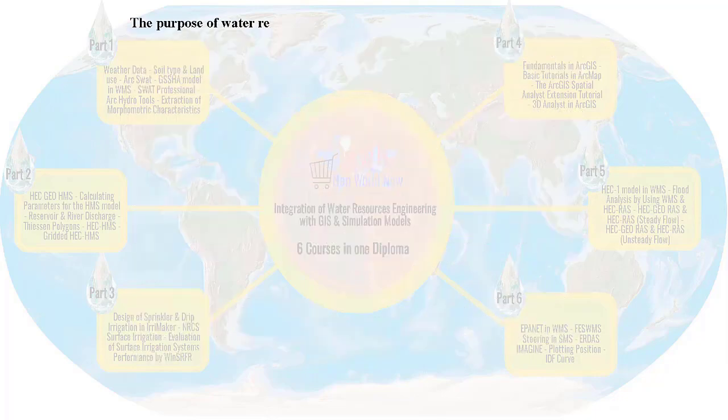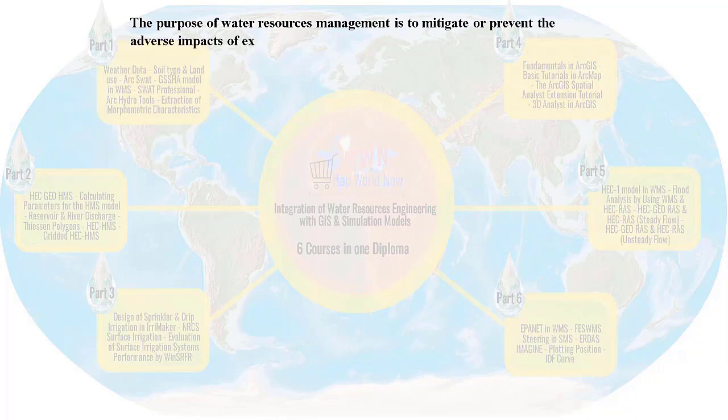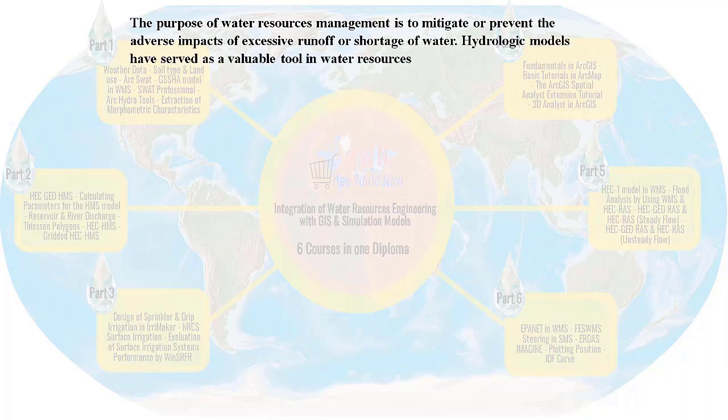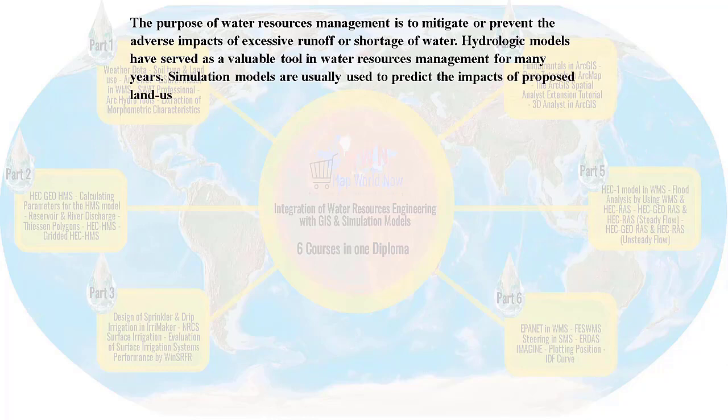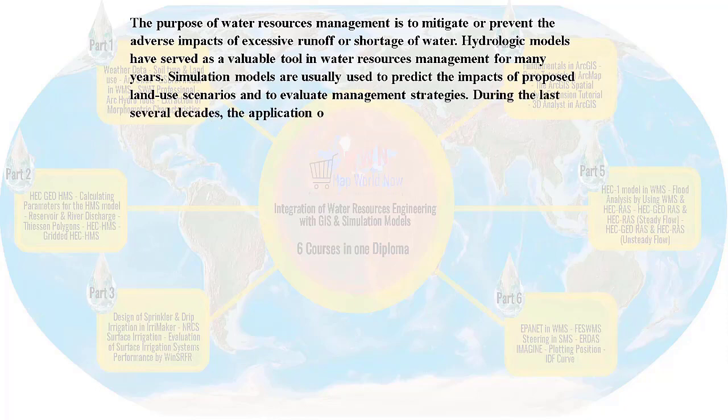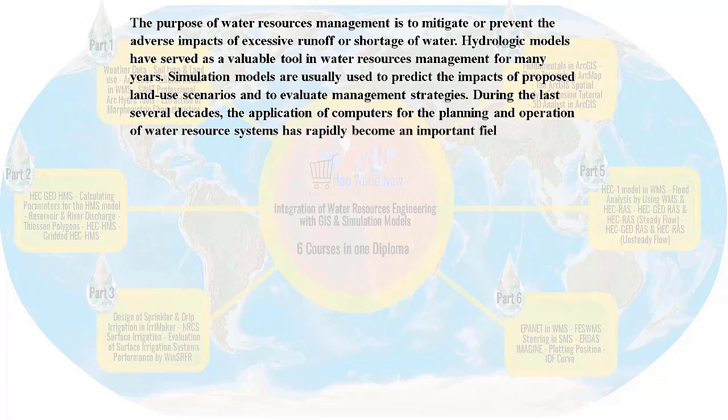The purpose of water resources management is to mitigate or prevent the adverse impacts of excessive runoff or shortage of water. Hydrologic models have served as a valuable tool in water resources management for many years. Simulation models are usually used to predict the impacts of proposed land use scenarios and to evaluate management strategies. During the last several decades, the application of computers for the planning and operation of water resource systems has rapidly become an important field of research.